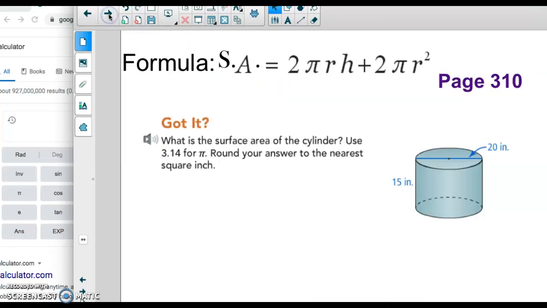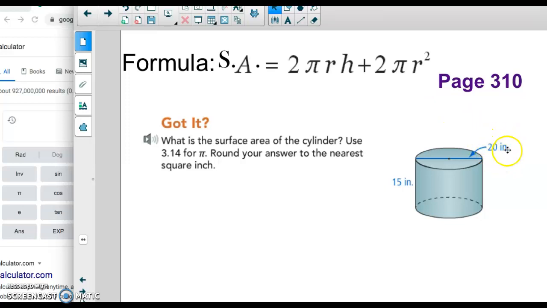So if you flip to page 310, you'll see our first problem. It says, what is the surface area of the cylinder? Use 3.14 for pi. Round your answer to the nearest square inch. The first thing we want to notice is that here, this circle, we are not given the radius, r. So when we go to plug in the number for r, we would not be plugging in the number 20.